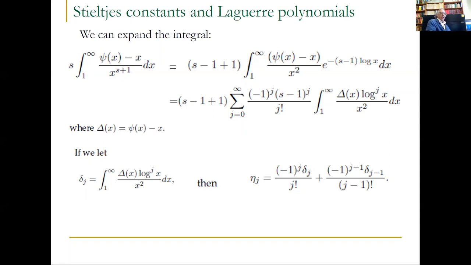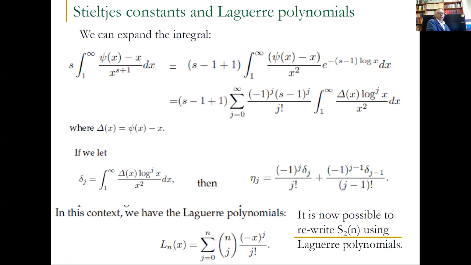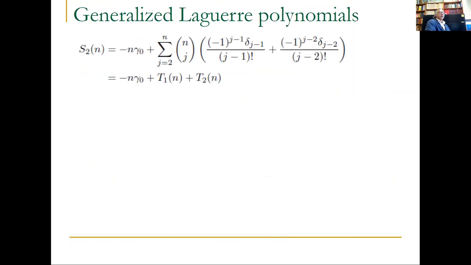Writing it in this fashion allows us to bring in Laguerre polynomials. The Laguerre polynomial, if you're not familiar, is the summation of n choose j times minus x to the power j over j factorial. It's a beautiful polynomial. And then there are generalized Laguerre polynomials as well; we'll come to that in a second. It's now possible to rewrite S2 of n using Laguerre polynomials. The generalized Laguerre polynomials are going to be introduced soon.